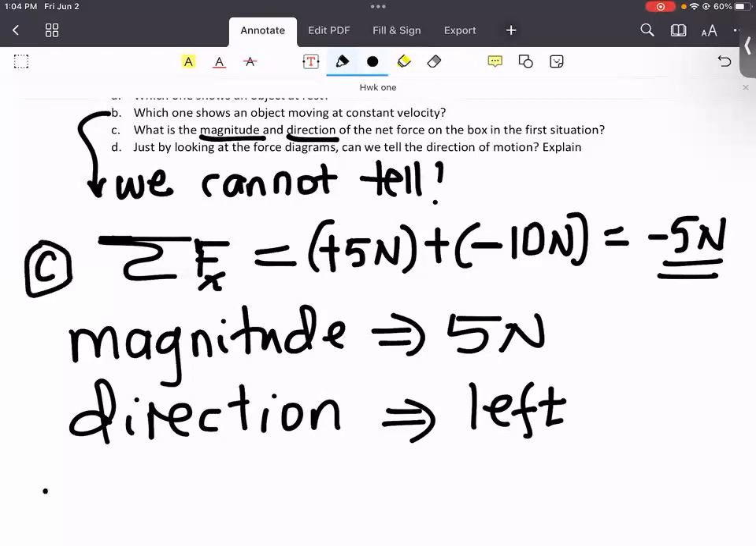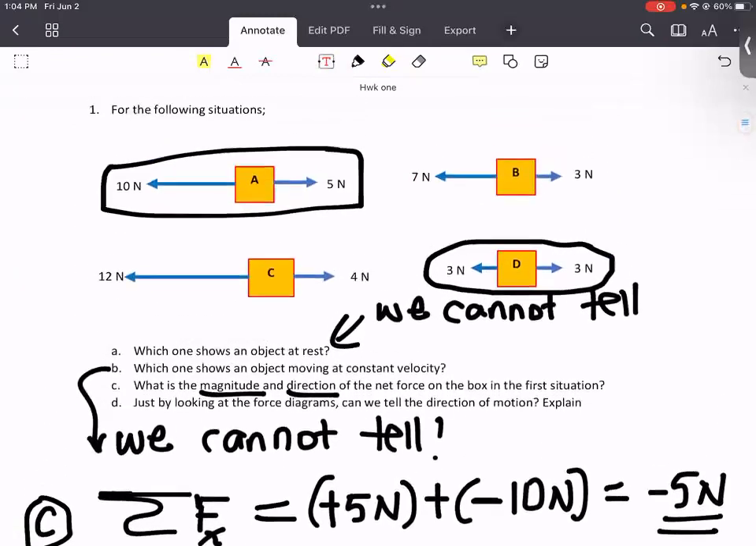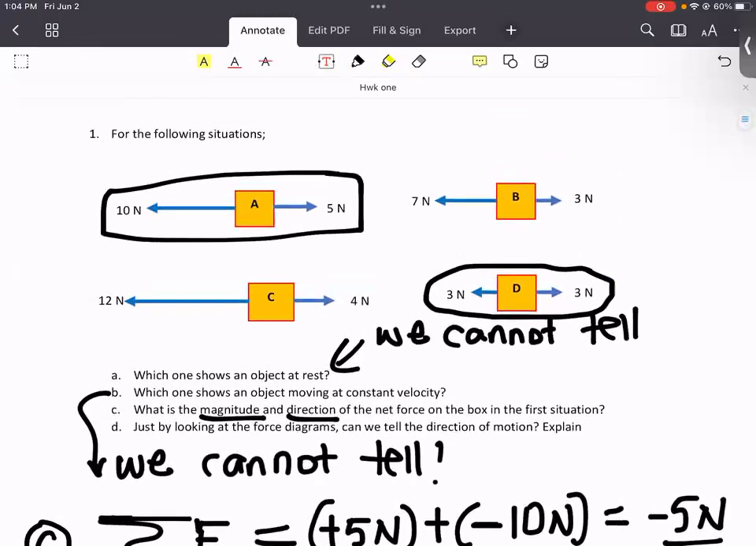Now part D is asking us, just by looking at the force diagrams, can we tell the direction of motion of the boxes? So here are the force diagrams A, B, C, and D. If we just look at the force diagrams, can we tell the direction of motion? Well, the answer is no, we cannot tell.